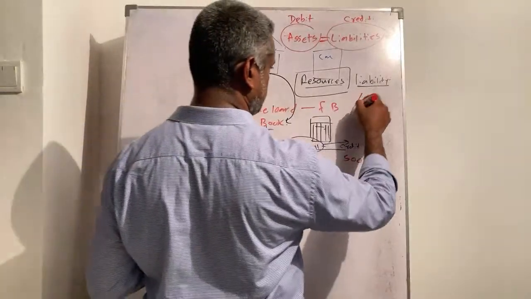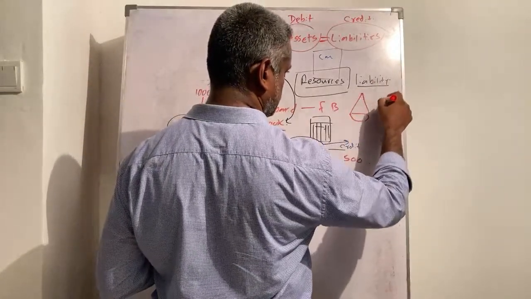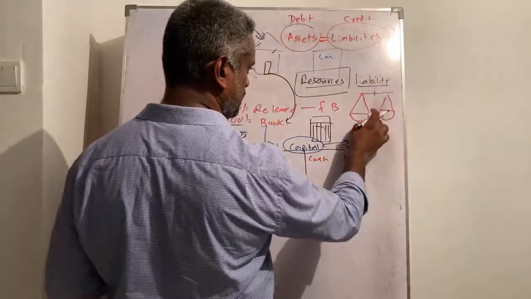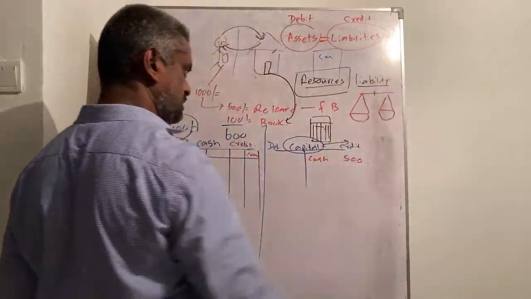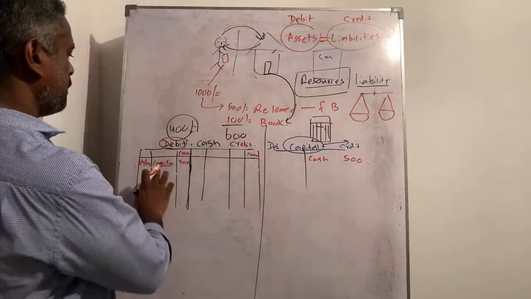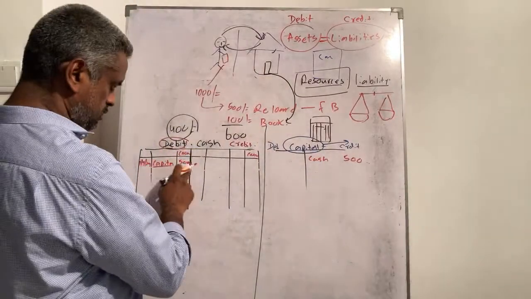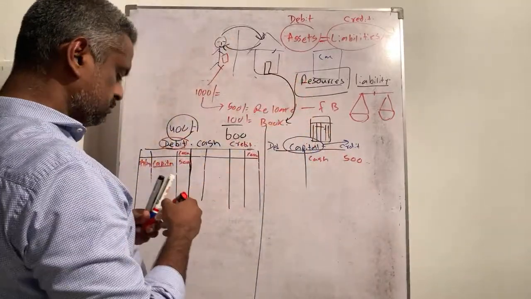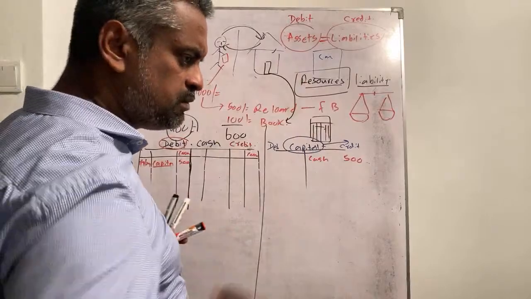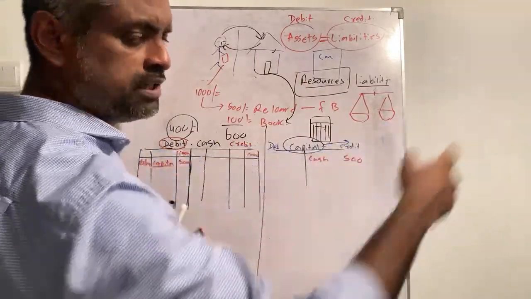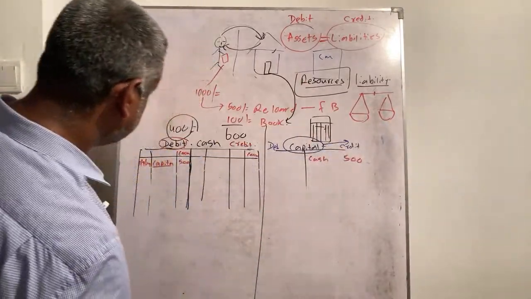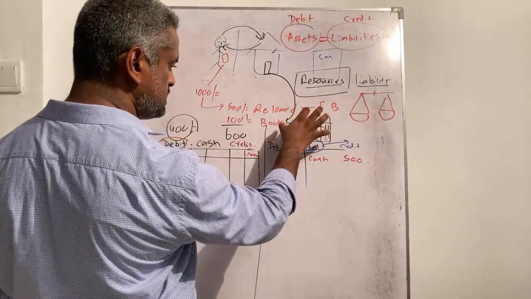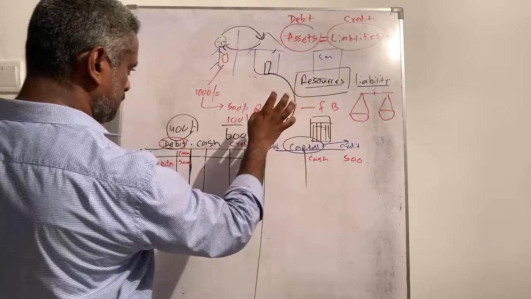I told you, it's like a scale. Every time this equals, right? Then capital 500 credit, and cash 500 debit. That is the initial getting of 500 rupees from the pocket, not giving it to wherever, right? Because you are starting the business now. That is the initial recording of the business.